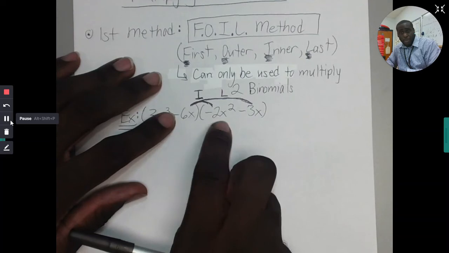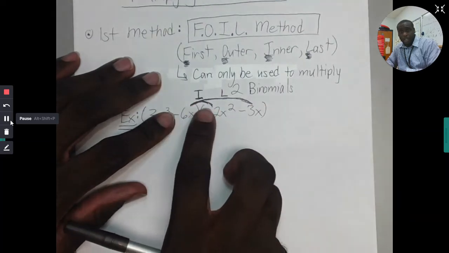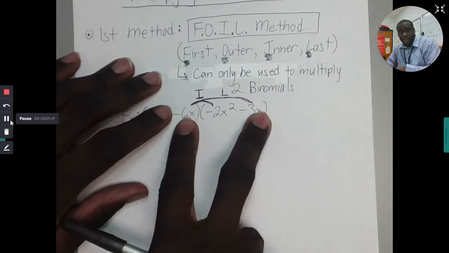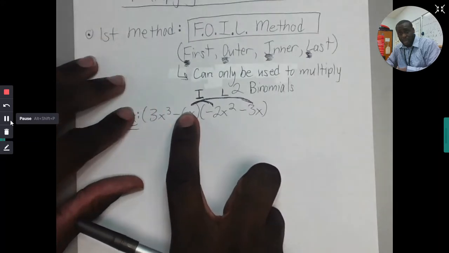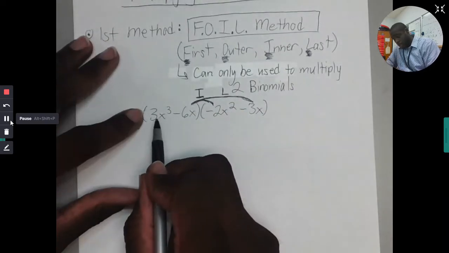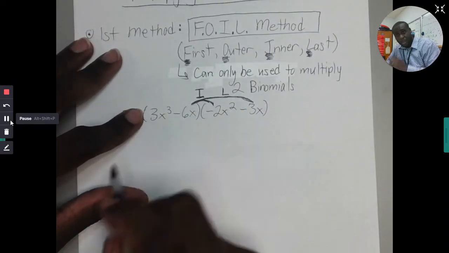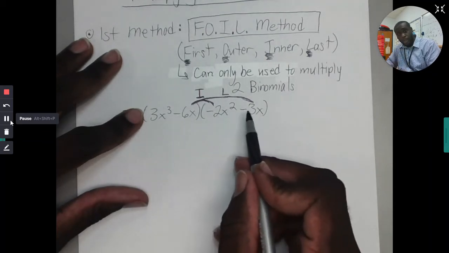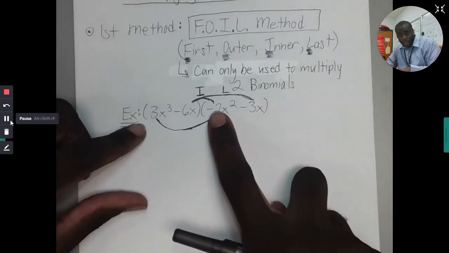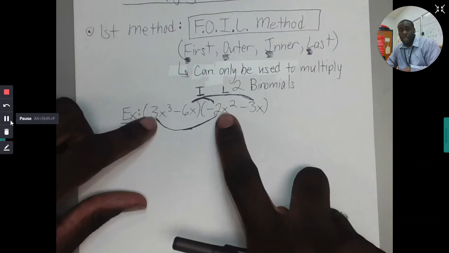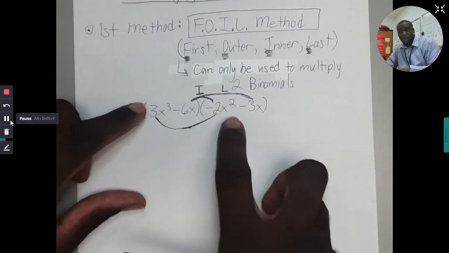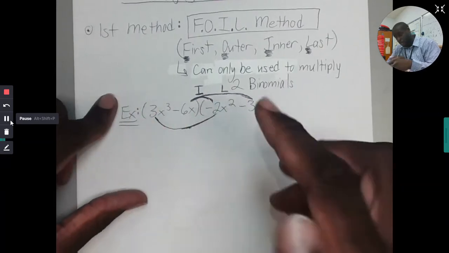That's multiplying and distributing the negative 6x to both of these. Again, the two inner terms, that's the I when you multiply those two, and then the two last terms, because negative 6 is the last one in this binomial, and negative 3 is the last one in this binomial. That part is known as the L. When you get ready to distribute the 3x cubed to both of the terms over here, this multiplying part is known as the first, because these are the two first terms. It's the first one in this binomial, and this one is the first one in this binomial.